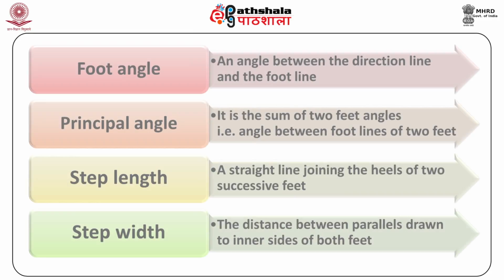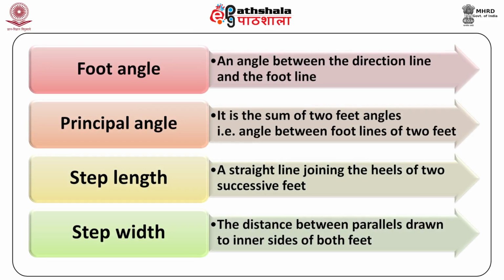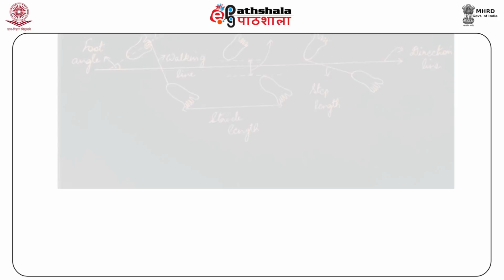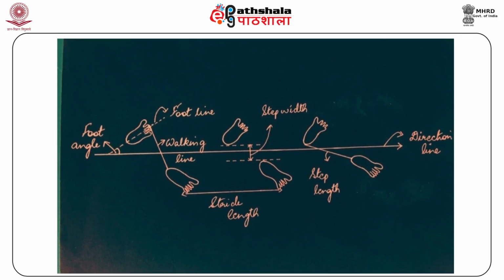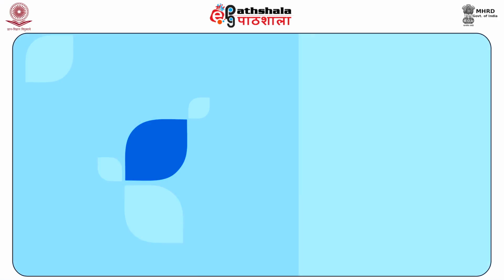Next is foot line, a tangent indicating the inclination of foot with respect to the directional line. Foot angle, an angle between the directional line and the foot line. Next is the principal angle. It is the sum of 2 foot angles, which means the angle between foot lines of 2 feet. Next is the step length, a straight line joining the heels of 2 successive feet. Next is step width, the distance between parallels drawn to inner sides of both feet. Now the particular figure is showing outlines of gait pattern. Determination of height, age and sex of the depositor can be very well performed by analyzing gait patterns of the same.